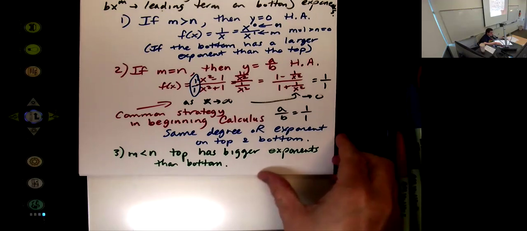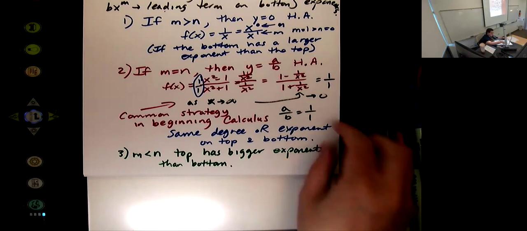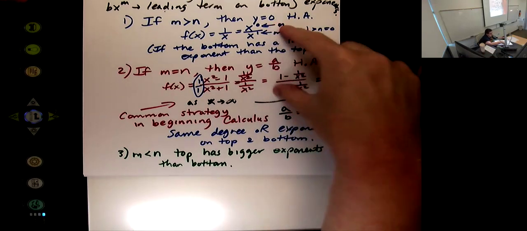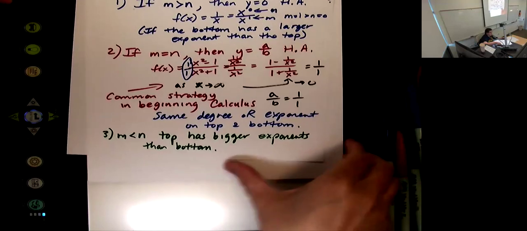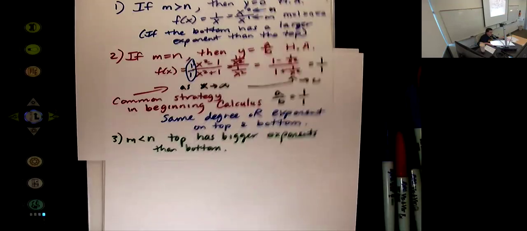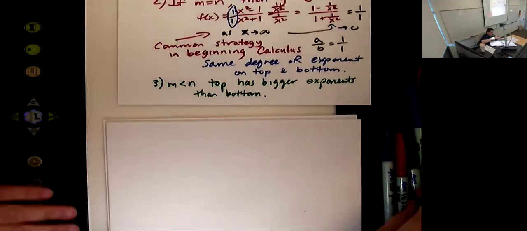Okay, so that's how we find horizontal asymptotes, just checking exponents. So how do we graph these things? Graphing in general.